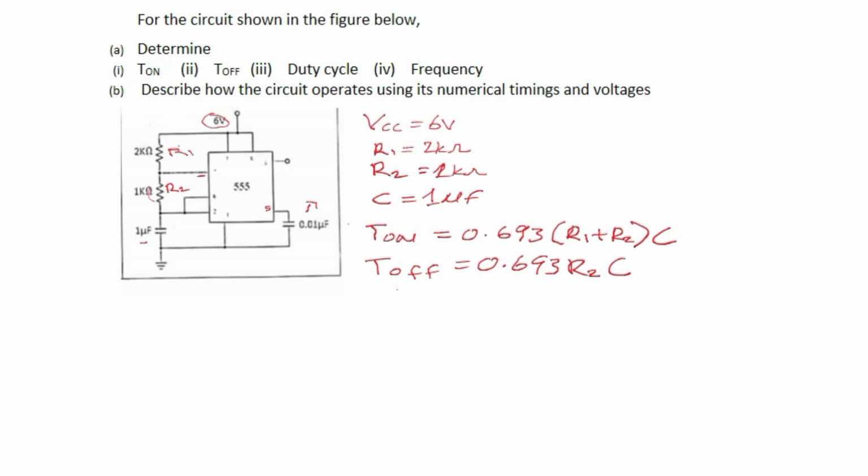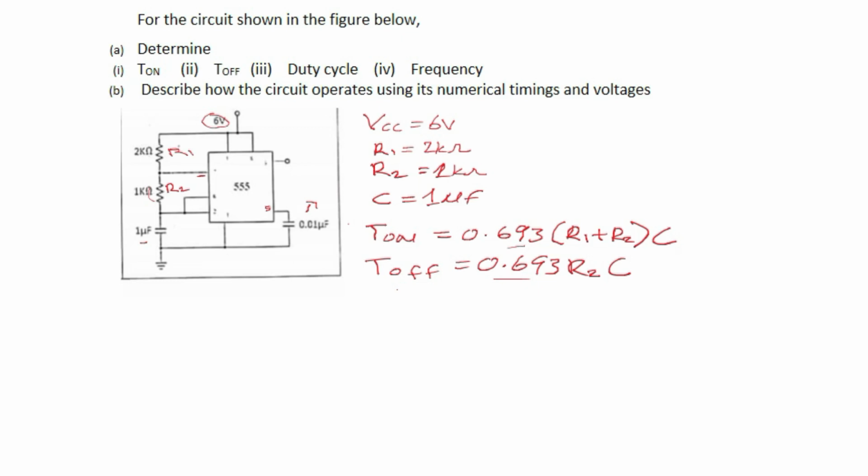I repeat again. Okay, now don't worry about this 0.693. It's just a constant. Hold that 0.693. Okay, now let's go ahead and continue our calculation.